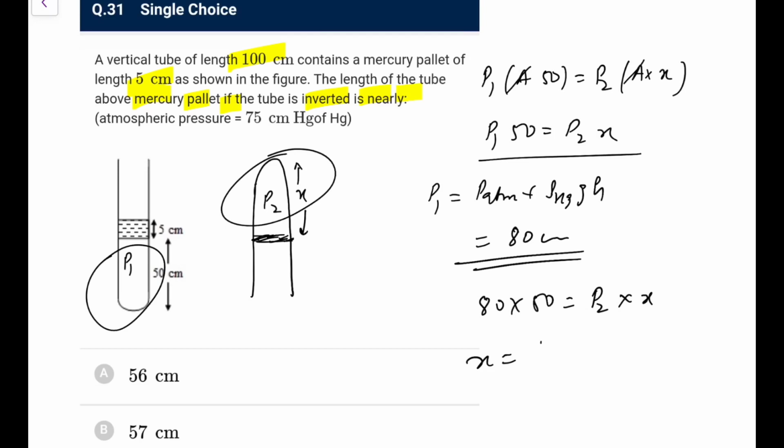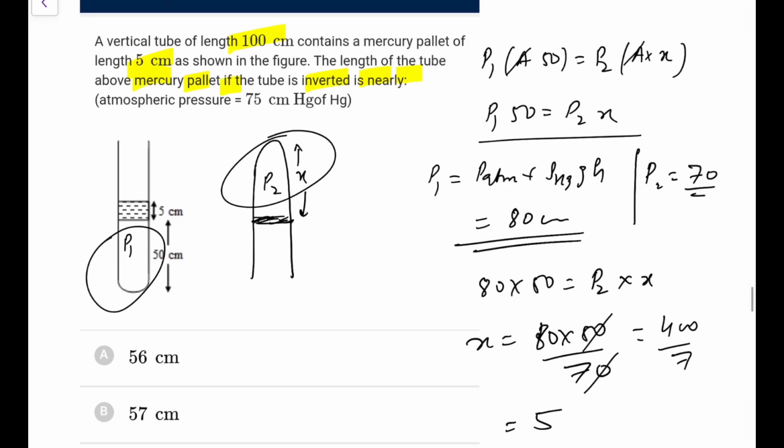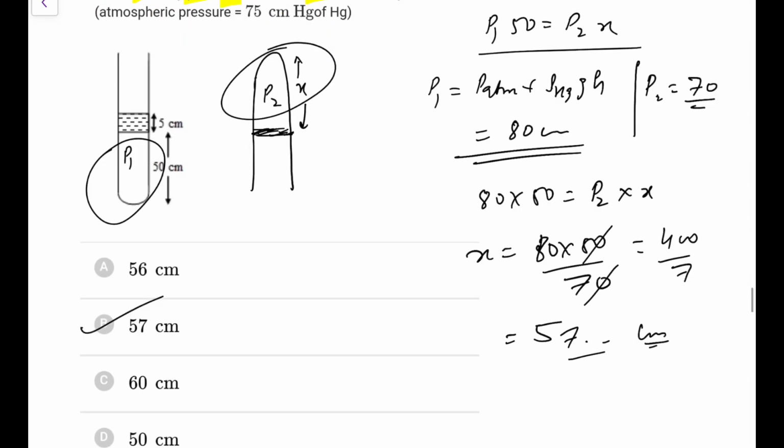Now what would be P2? Similarly, P2 plus 5 is equal to 75, so P2 would be 70. So x would be 80 into 50 upon 70, which is 80 into 5 by 7, meaning it is going to expand. 80 into 5 by 7 would be 400 by 7, which is 57 point something centimeters. So the length above the mercury, x, is approximately 57 centimeters. That will be the answer here.